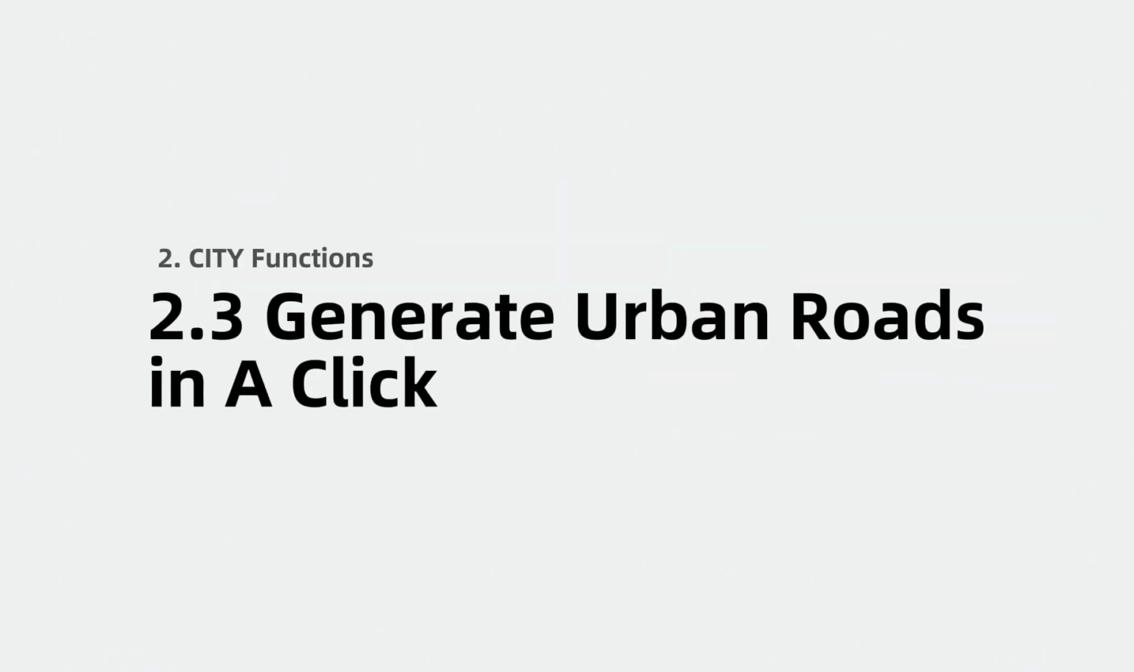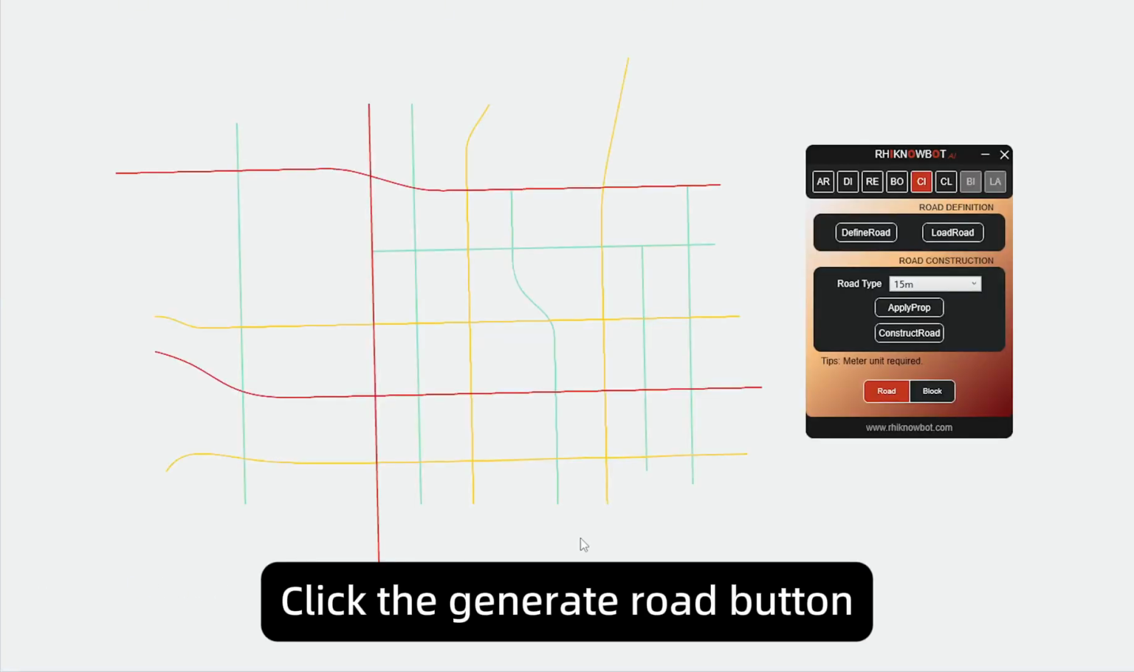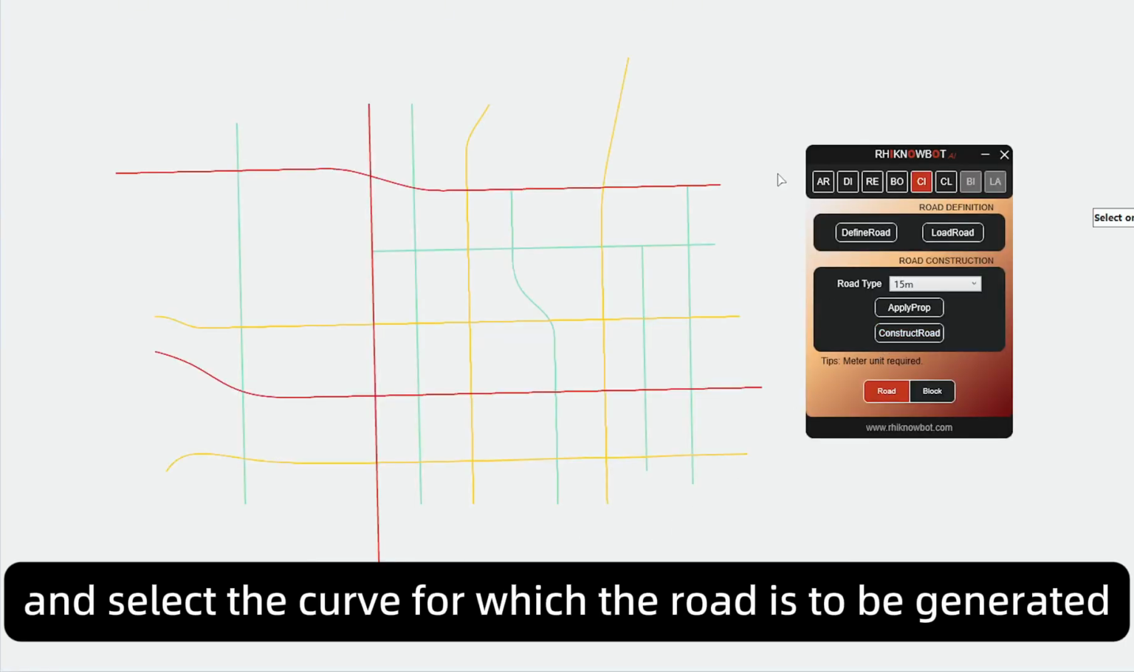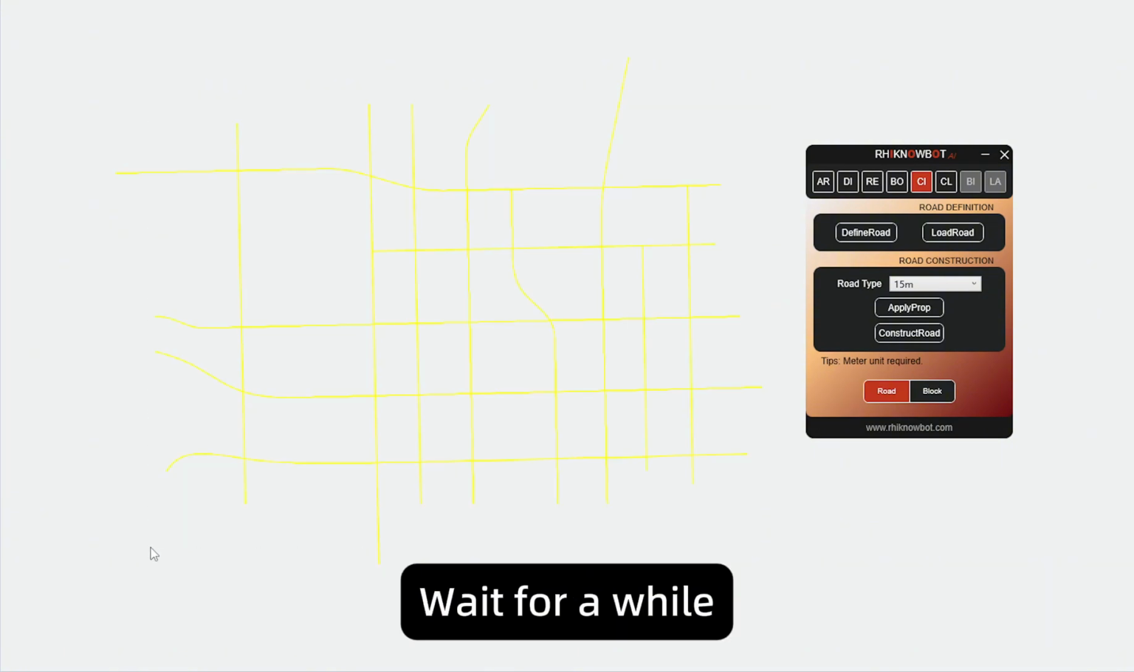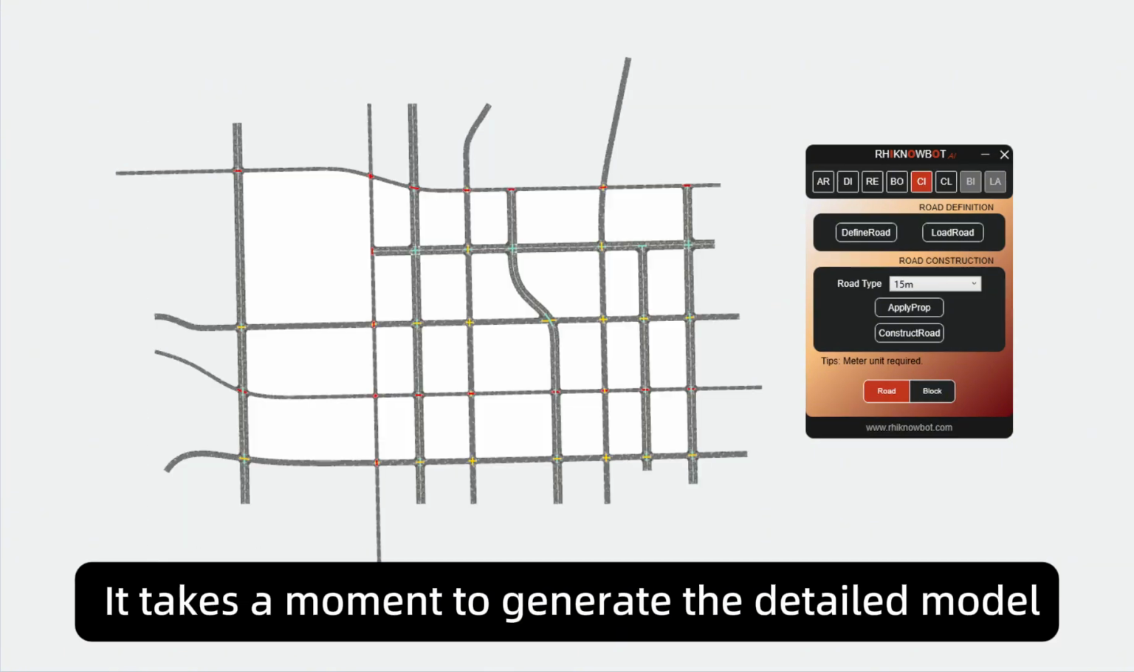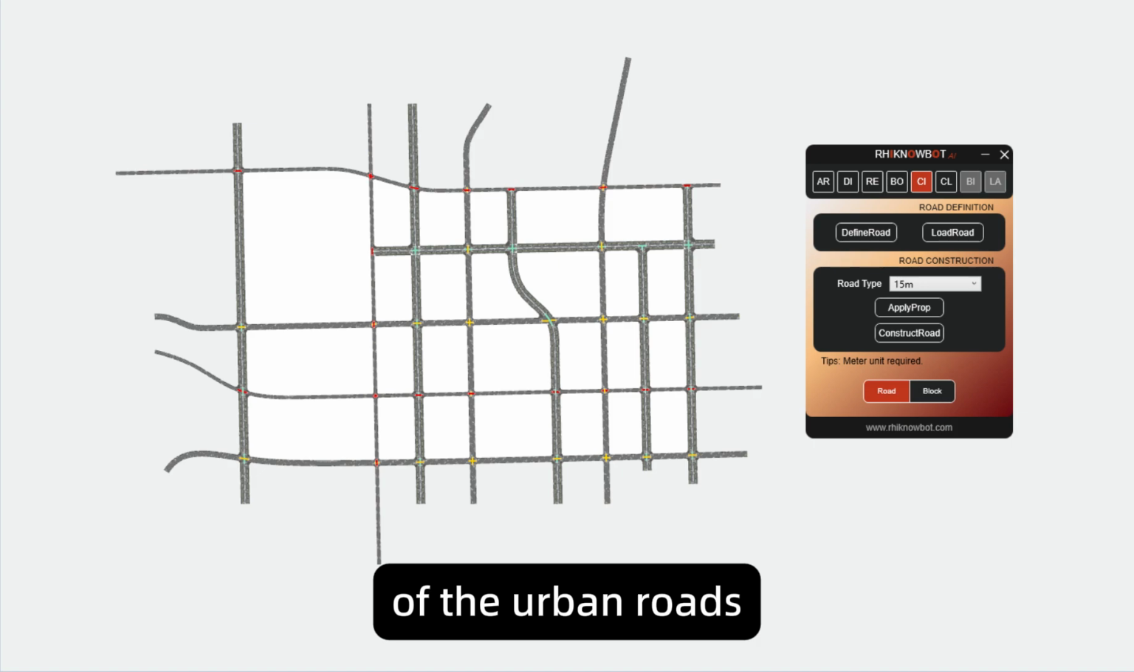Generate urban roads in a click. Click the Generate Road button and select the curve for which the road is to be generated. Wait for a while. It takes a moment to generate the detailed model of the urban roads.